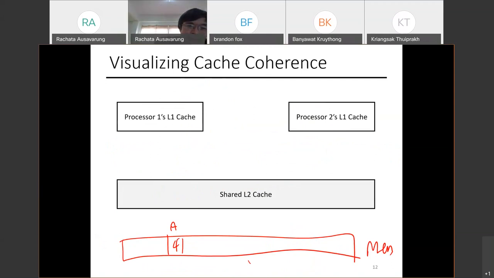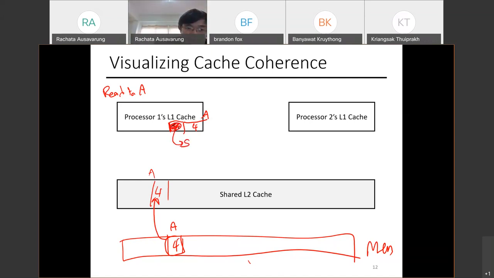Then I say processor 1 reads A. This value 4 would get brought into, well, the shared cache, right? This is address A, as well as the processor's L1 cache, address A. Are you with me so far? Okay. The state, originally, I'm going to use a different color. So originally it was invalid. Then when you have the value 4 in your cache block, now this changes to shared.